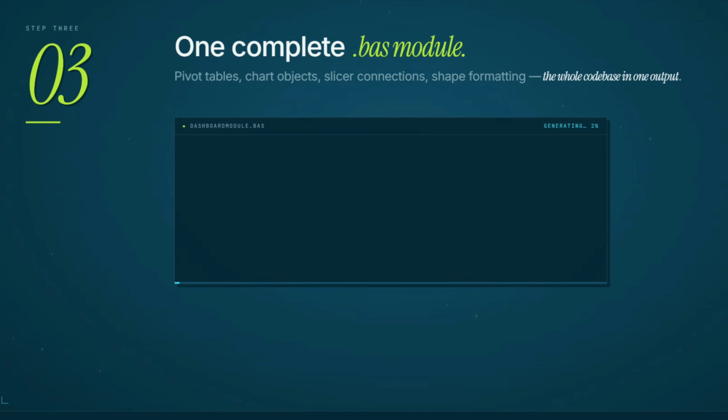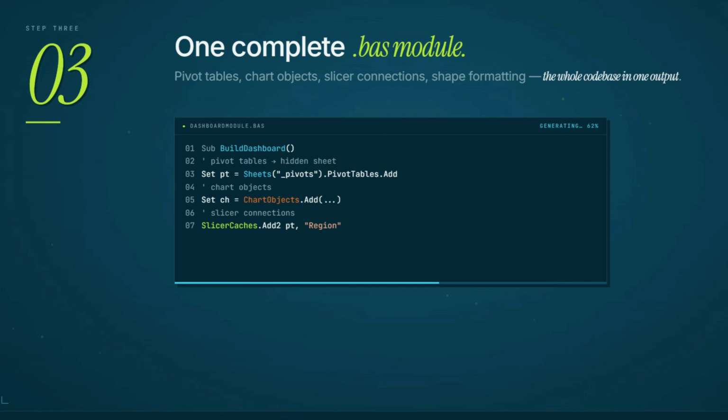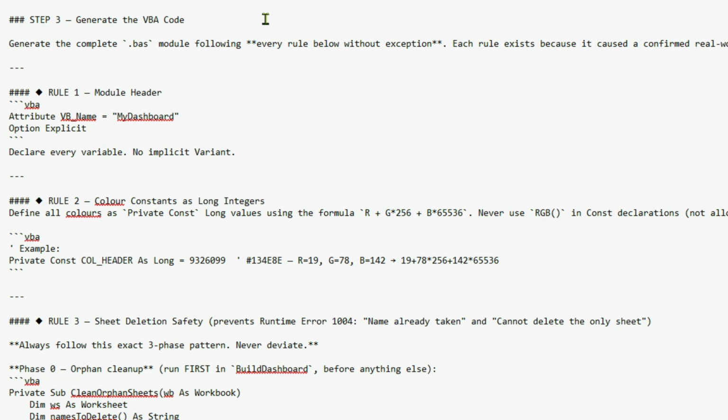In step 3, I am asking it to generate the VBA script code. So it generates a complete VBA .BAS module, pivot tables, chart objects, slicer connections, shape formatting, the full code base in one output.